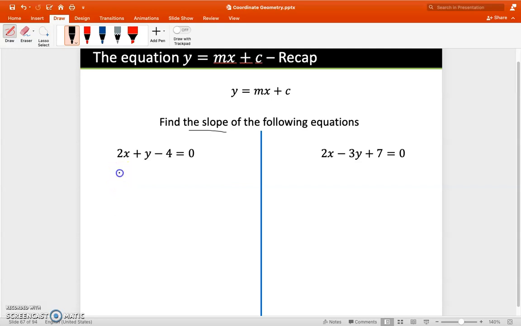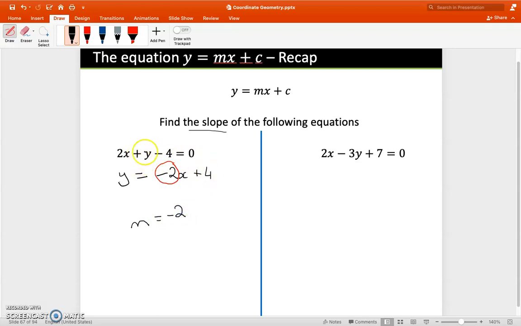Okay, so we want the y on the left hand side, so I can draw my y. And then I'm going to put the other things on the right hand side. So this 2x is positive, so when it goes to the other side of the equals, it becomes a negative 2x. This negative 4 will go to the other side of the equals and become a plus 4, okay? So then the slope is the number in front of the x. The number in front of this x is minus 2, so you include the negative sign as well. So my slope here is m equals minus 2.